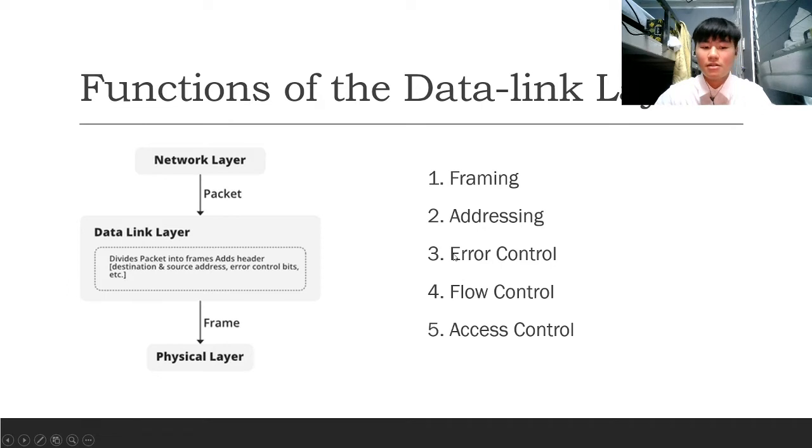And third, you get error control, because data can get corrupted due to various reasons like noise, attenuation, etc. So it is the responsibility of the data link layer to detect the error in the transmitted data and correct it using error detection and correction techniques respectively. It adds error detection bits into the frame header so that the receiver can check whether the received data is correct or not. Then fourth, you get flow control.